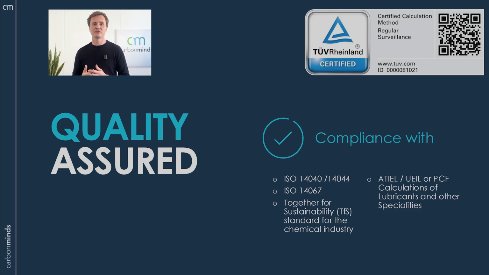For chemicals, Together for Sustainability is a leading standard. For lubricants, the standard is UL and ATIEL, for European lubricants producers. Those are all standards that we are compliant with. Of course, also the ISO standards. And we're not just compliant with this, our compliance is certified by the TÜV Rheinland and recertified periodically, usually on an annual basis, whenever we do an update. So you can be sure that we are not just closing data gaps, but we can close them with trusted quality assessments and trusted quality.